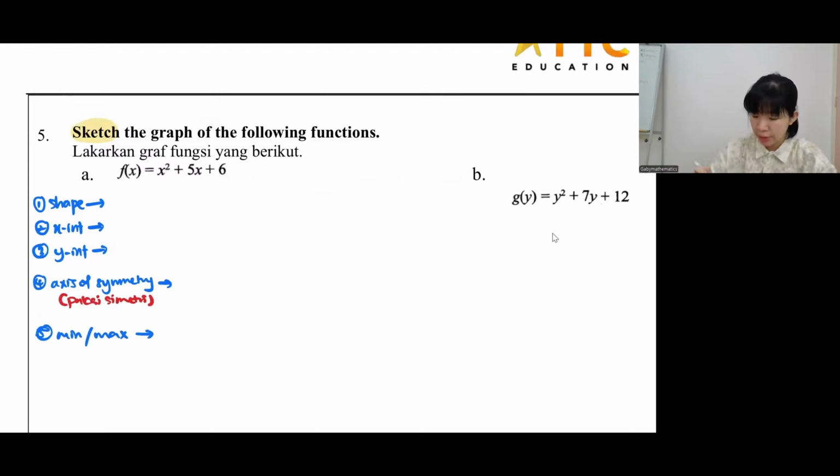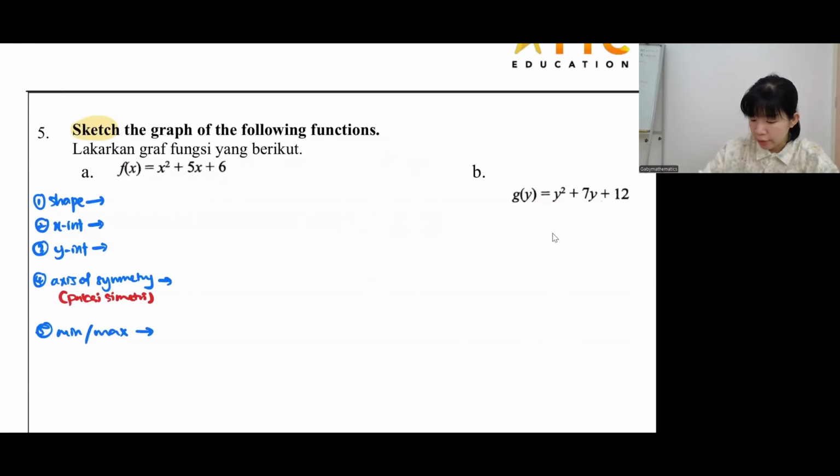Okay, so now for this question, we find all the information first. Okay, the A is 1, B is 5, C is 6. Okay, guys, the shape is a happy face or sad face? So happy or sad, we look at the A. If the A is a positive number, it's a happy face. Yes, happy face. Now, number 2, x-intercept.